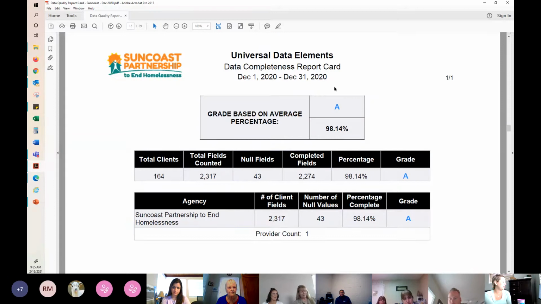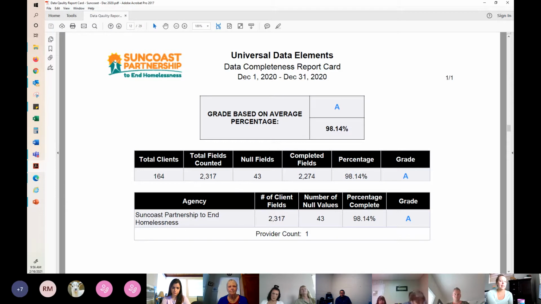This is your data completeness score. So this report card looks at the total clients entered into a project, all of the fields. So those are all those universal data elements, those 16 red fields. And then the amount of fields that have a null response, meaning that it's data not collected, client refused, or client doesn't know. And then that will generate your percentage and give you a grade.